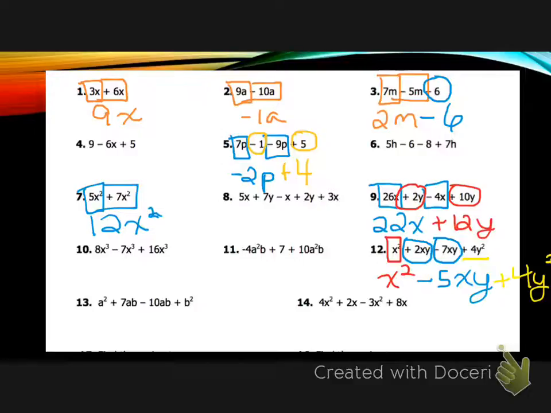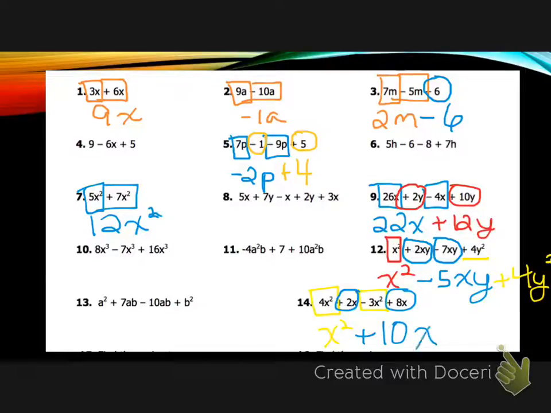Let's try one more example here. We'll just do number 14 here. We got 4x squared minus 3x squared is going to give you a 1x squared. Sometimes 1x squared is written without a coefficient out front. If there's no coefficient out front, it's always just a 1. And then we have 2x plus 8x, which is going to be 10x.